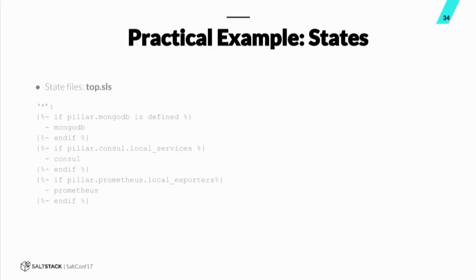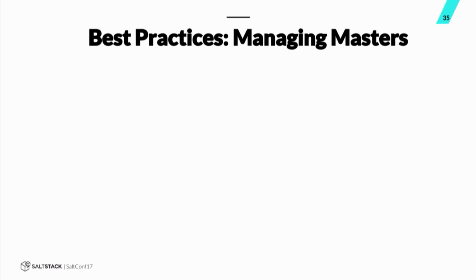On the state side of things, we do something fairly similar. This is also, once again, simplified, but it basically says, if the pillar exists for Mongo or Consul or Prometheus, I want to run those states, right? So we're basically using the pillar system as the topology service here. This way you can enable or disable services just based off of the metadata being there in the pillars.